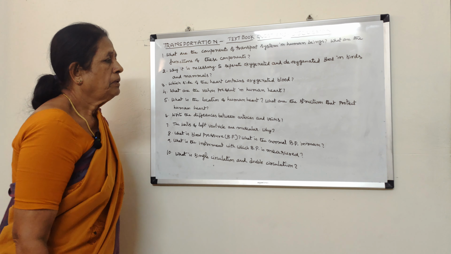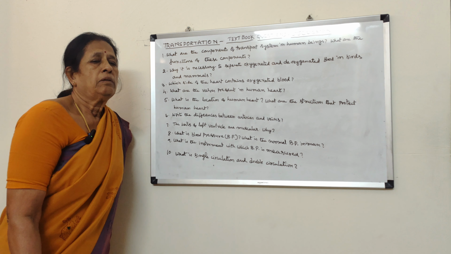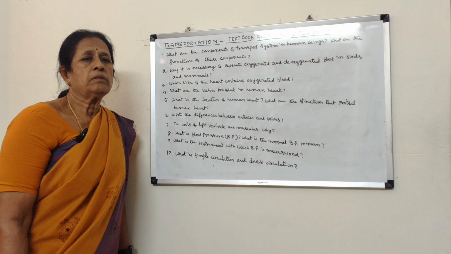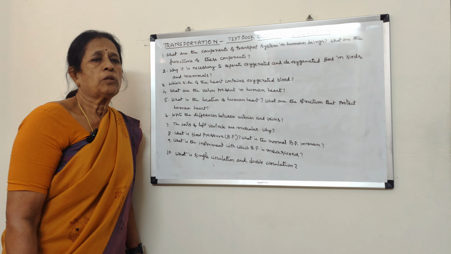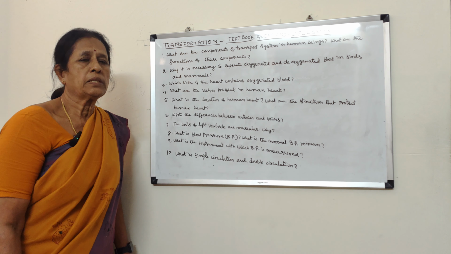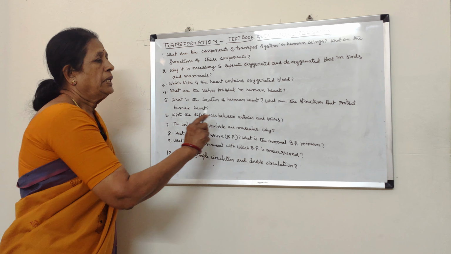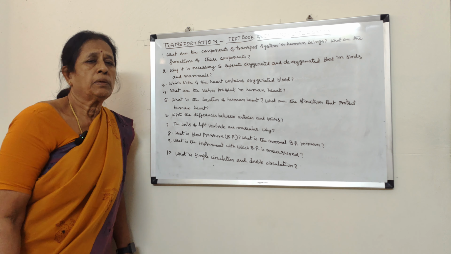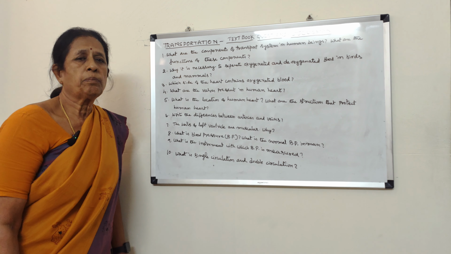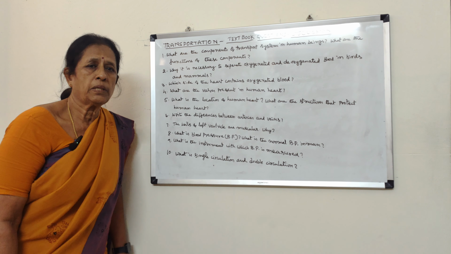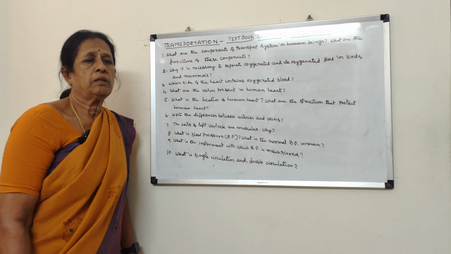What is the location of a human heart? What are the structures that protect the human heart? So, location: where the heart is present. Heart is a muscular organ. It is present in the thoracic cavity in between two lungs, just towards the left lung. And what are the structures that protect the human heart? The human heart is protected by skeletal structures, that is rib cage on all sides, and vertebral column on the back side. These are the skeletal structures that protect the heart.